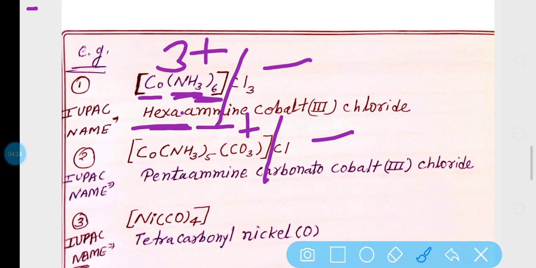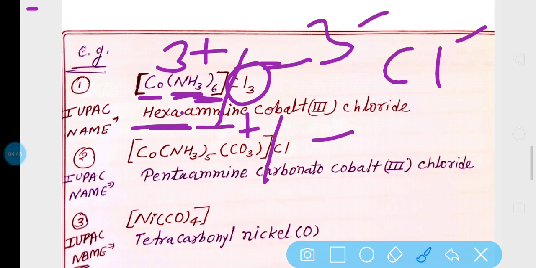And what is the oxidation state of cobalt here? There is a 3 positive charge on the cobalt atom, because amine is a neutral ligand, so no charge contribution comes from amine. And there are 3 chloride ions, so 1 chloride bears 1 minus, so 3 chlorides collectively have 3 minus charge. That's why the oxidation state of cobalt is 3, and it is written in Roman numerals and in brackets.